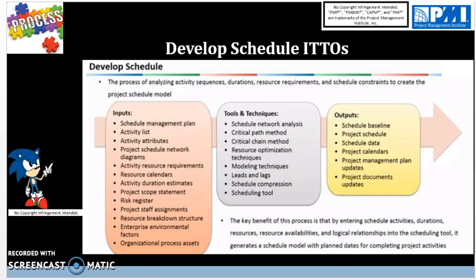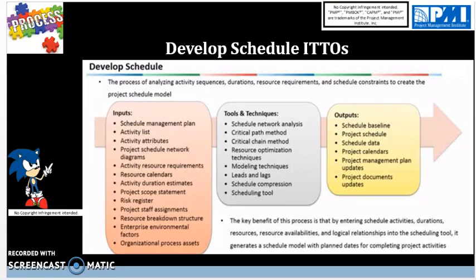Next, we will go over the develop schedule ITTOs. So inputs, tools, techniques, and outputs for develop schedule are as follows. For inputs, we have schedule management plan, which identifies the level of accuracy and units of measure for resources to be estimated. Also, we have the activity list, which is an output of define activities, which identifies the activities that need resources.